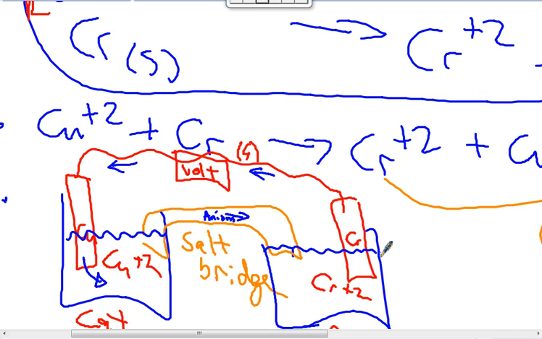Salt bridge is the orange thing. This is the anode on this side. This is where we're losing electrons, because the chromium is becoming chromium plus 2, right? So we're losing electrons here, and as we lose electrons, these chromiums are becoming chromium ions in the anode.